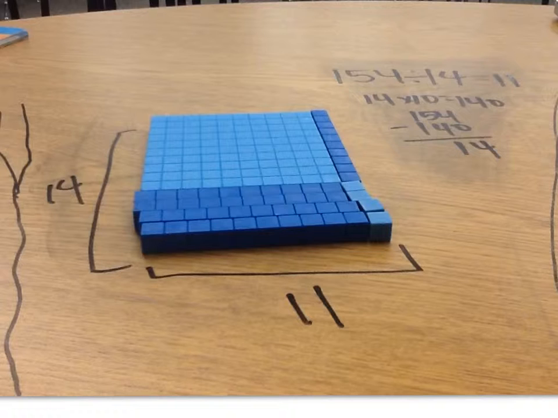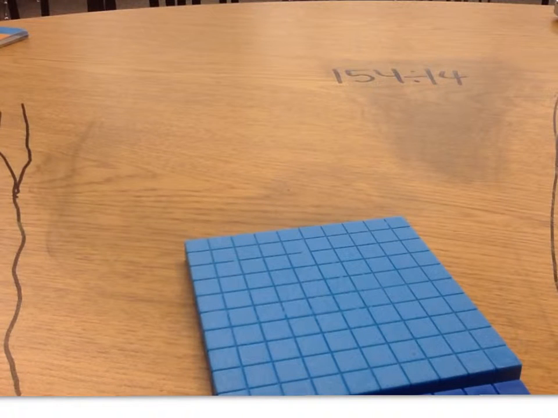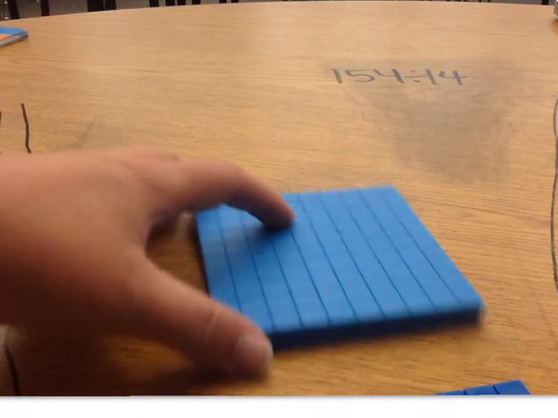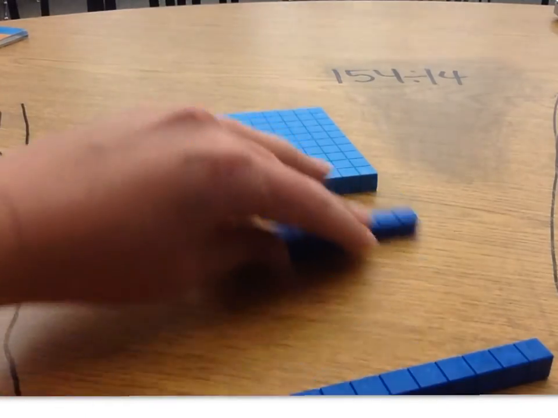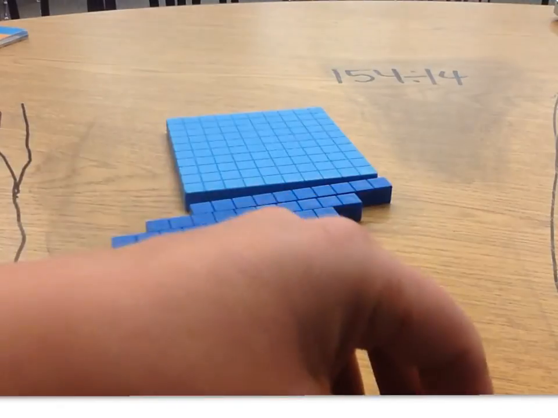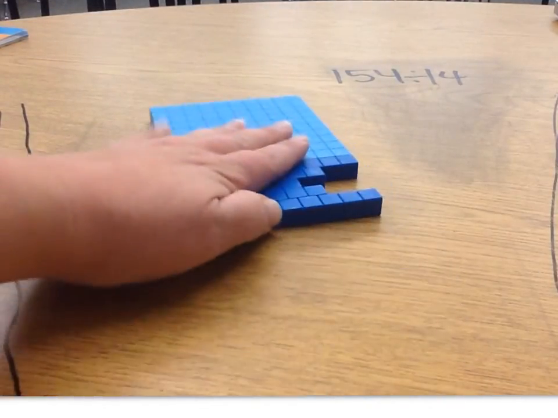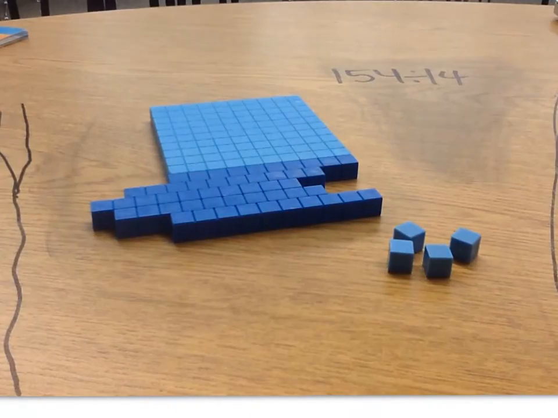Okay, again, this next one, you're going to watch me do it with the base 10 blocks, and then we'll do it together. Please watch this one first. Okay, the problem that we're going to show with our base 10 blocks and dividing is 154 divided by 14. So first I'm going to show my 154. So here's 100, here's 10, 20, 30, 40, 50, and then 4 more.